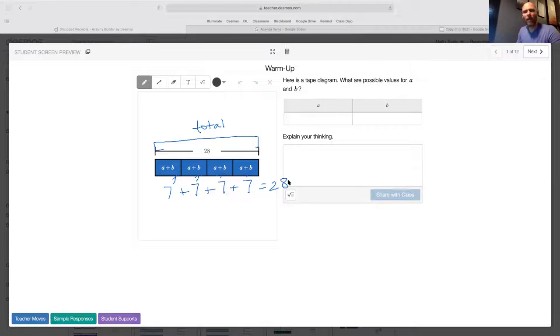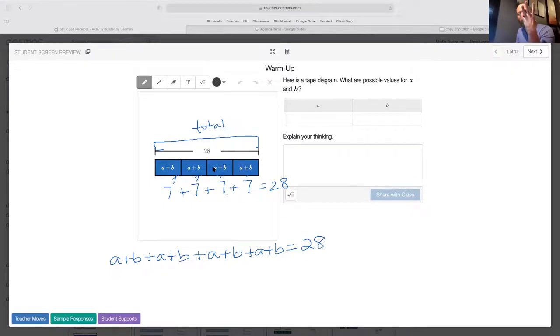Okay, so what does that mean that A and B can equal? Well, it turns out that this is an equation. So let me write this in the form of an equation actually. So what you have here is all these segments of this tape diagram. So A plus B one time, A plus B two times, A plus B three times, and A plus B four times, those are all supposed to add up and equal 28. This is the equation that goes with this tape diagram.